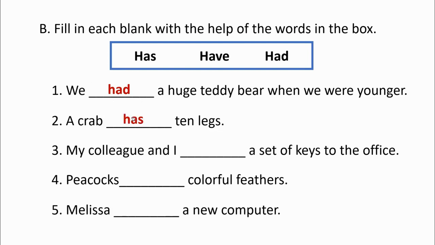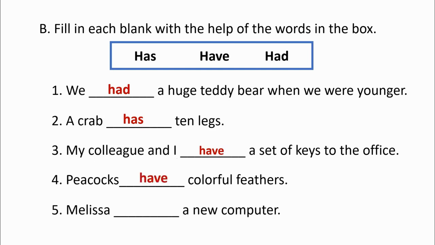Number 2. A crab has 10 legs. So the answer is has because our subject is singular, which is a crab. Number 3. My colleague and I have a set of keys to the office. So the answer here is have because our subject is plural, colleague and I. Alright?